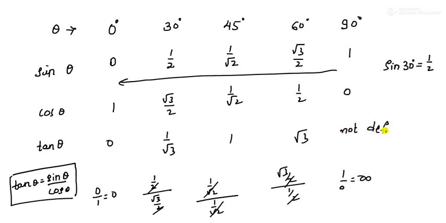So these are the values which you have to remember to solve the further problems which we will discuss soon in my later videos. So these three, if you remember, that's more than enough for sine, cos and tan of 0, 30, 45, 60 and 90 degrees.